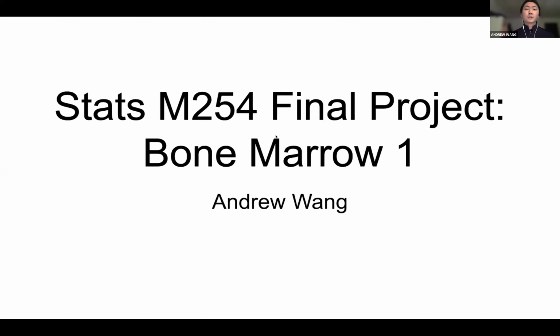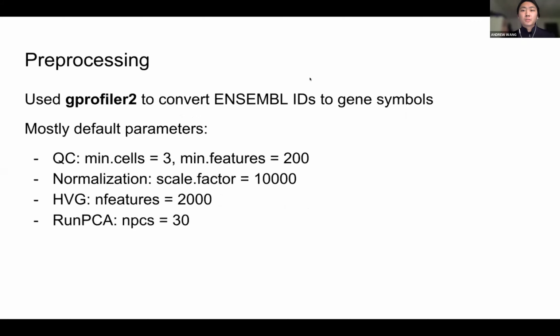Okay, so I'm mainly going to present on the first bone marrow dataset in the interest of time. The first thing I did with this dataset was use gprofiler2 to convert the Ensembl IDs to gene symbols, just for convenience in my downstream analyses. For preprocessing and quality control, I used mostly default parameters: min cells set to 3 and min features set to 200.